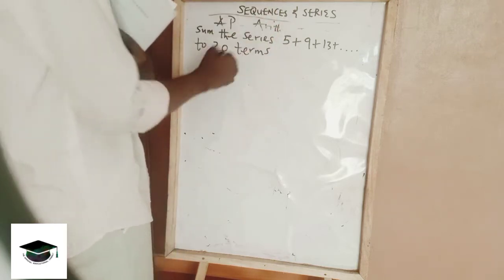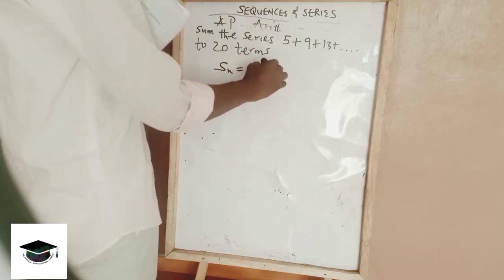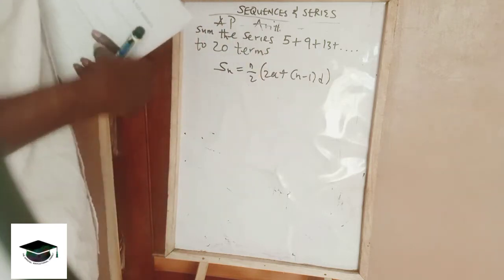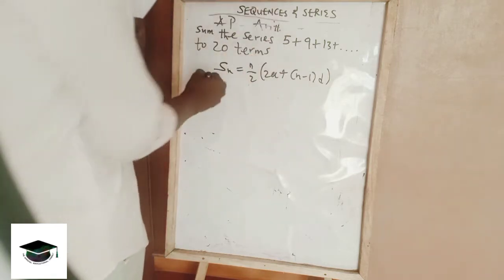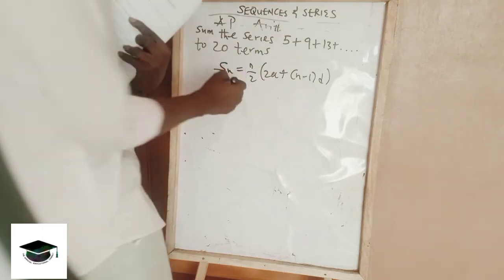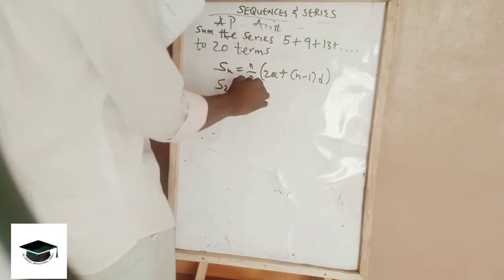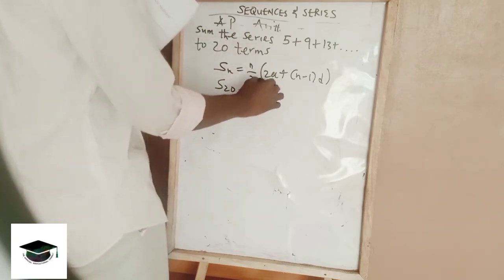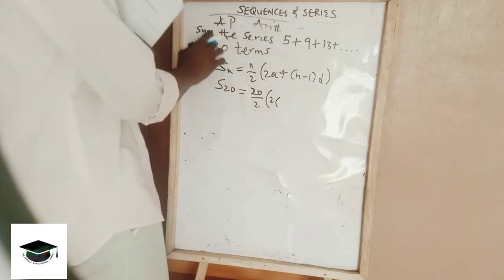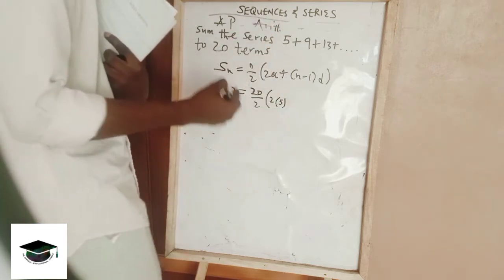Now the sum of AP, Sn equals n over 2 open bracket 2a plus n minus 1 close bracket d, right? Now S20 is what they asked us to find, S20, because they said 20 terms. S20 equals. Now, since we are replacing n with 20, wherever we see n here, we'll put 20. That's 20 over 2, open bracket 2a. That's 2 times what is your a in this? That's 5 because it's the first term. I told you a is first term, right?